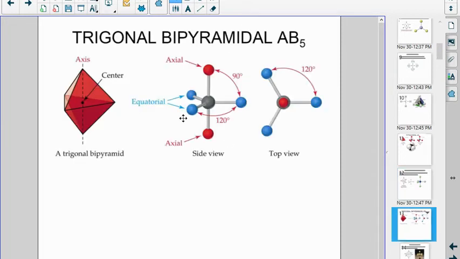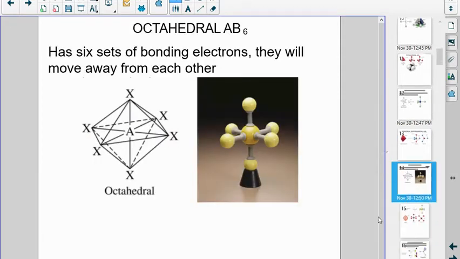Here, all the atoms are not equal. Instead, we have the 5 locations. 2 of them on the ends are axial, so they form a line. The other 3 are oriented just like trigonal planar is, and we call those the equatorial ones. Equatorial around the middle, just like the equator. And then we have our axes at the top and the bottom. That's AB5, trigonal bipyramidal. If we add one more, now we have octahedral.